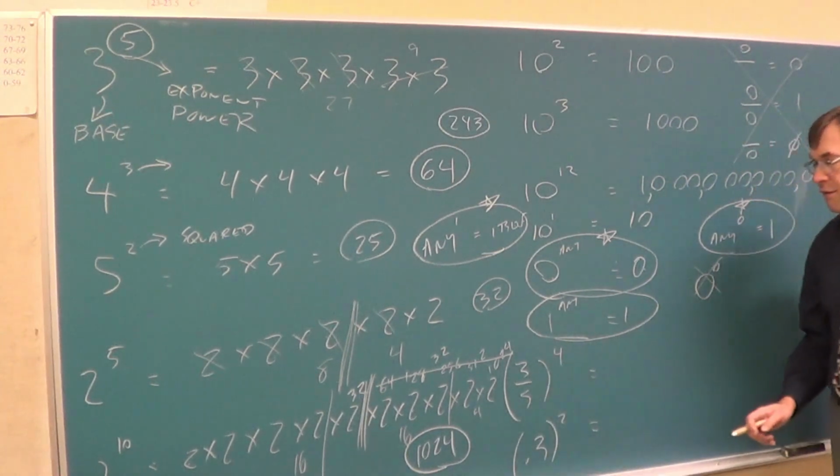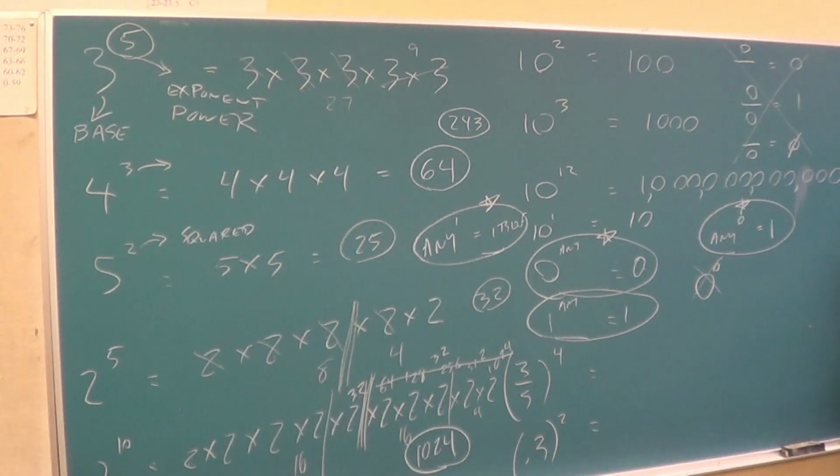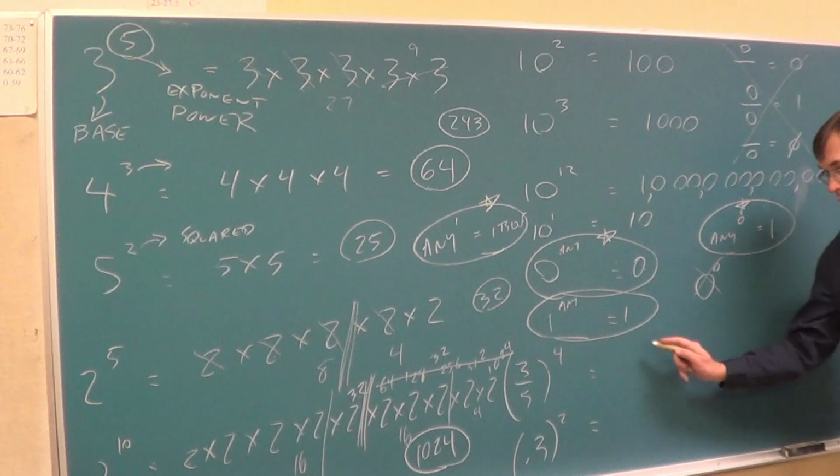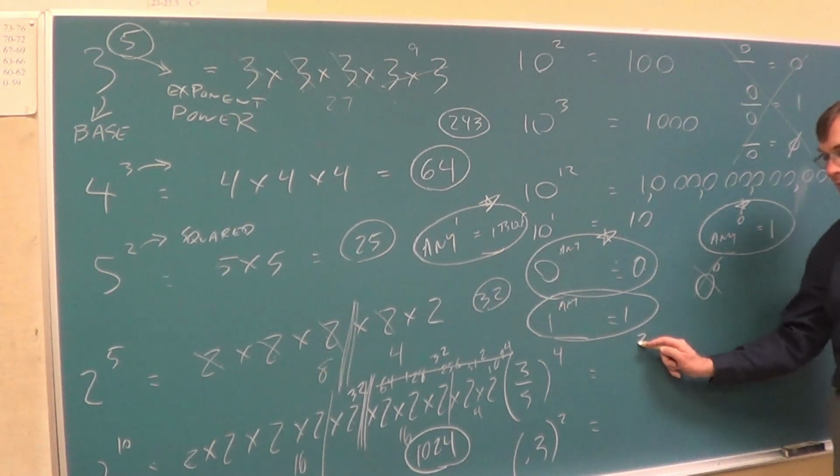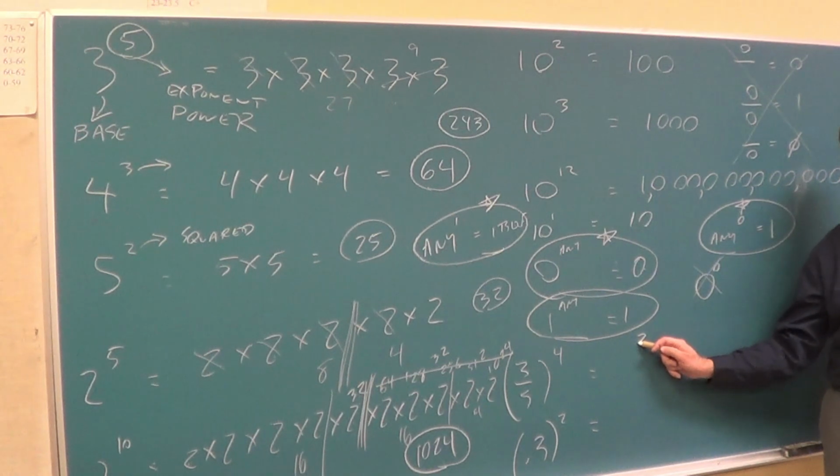Okay, if I go 3/5 to the 4th, what would 3/5 to the 4th look like? Oh, like 6, because I thought blocks the top. Nah, 3/5 to the 4th. What do you think? How can we do 3/5 to the 4th?